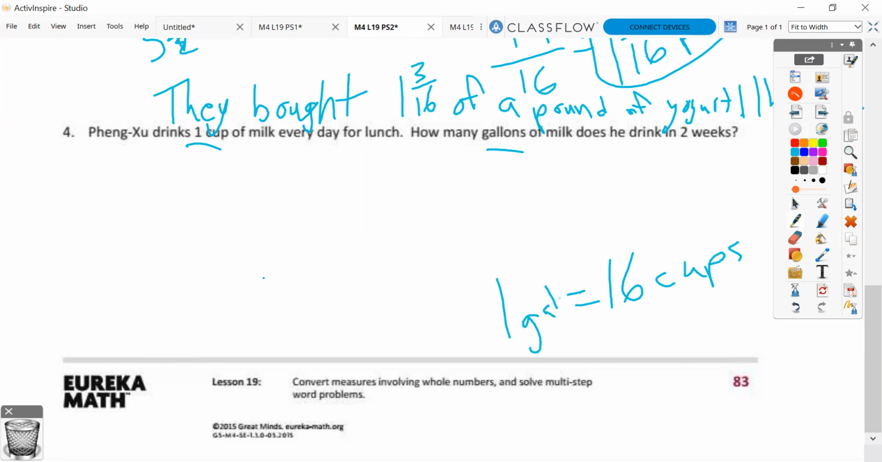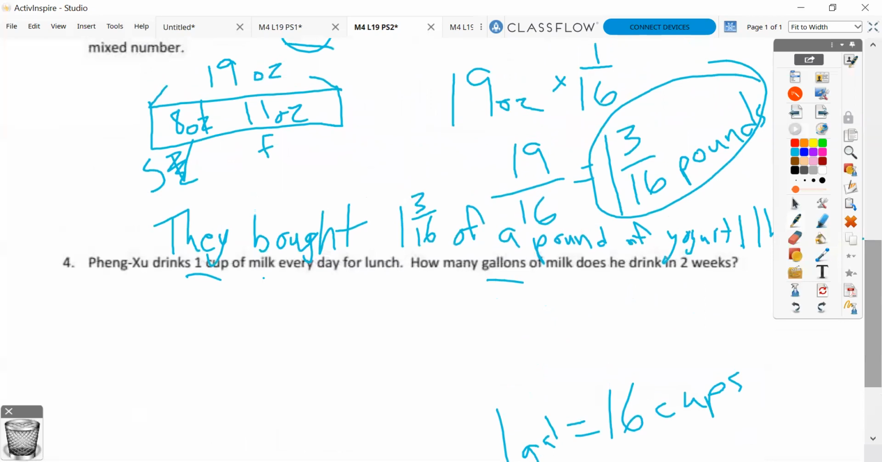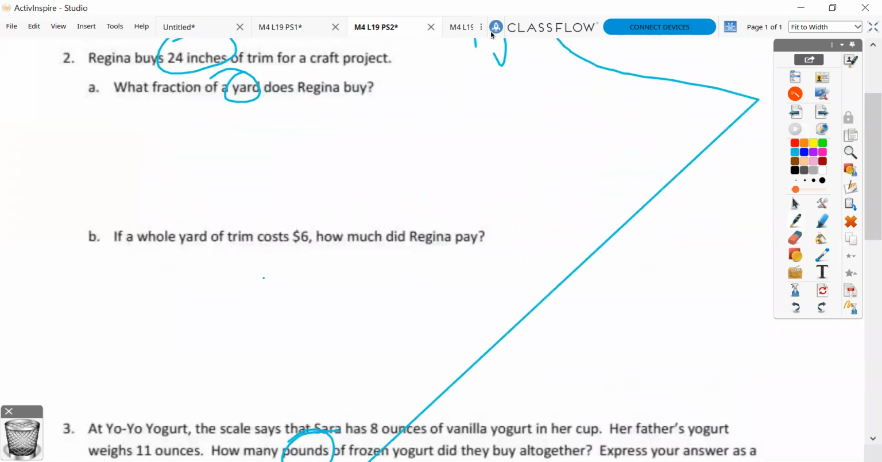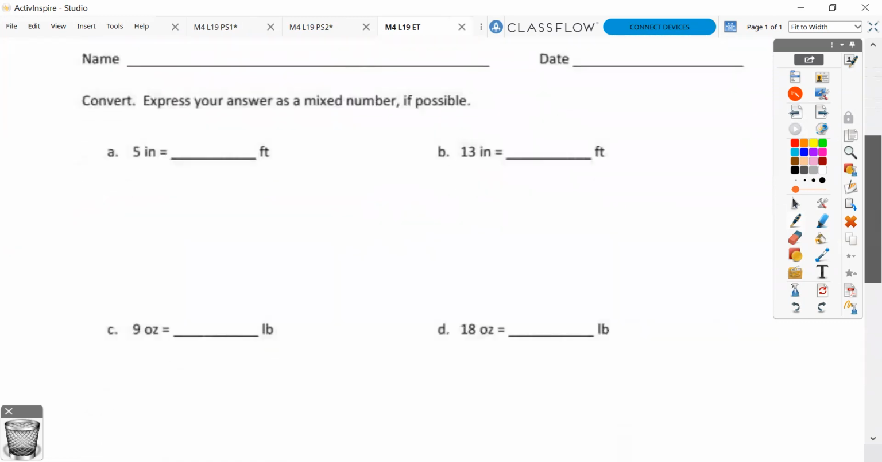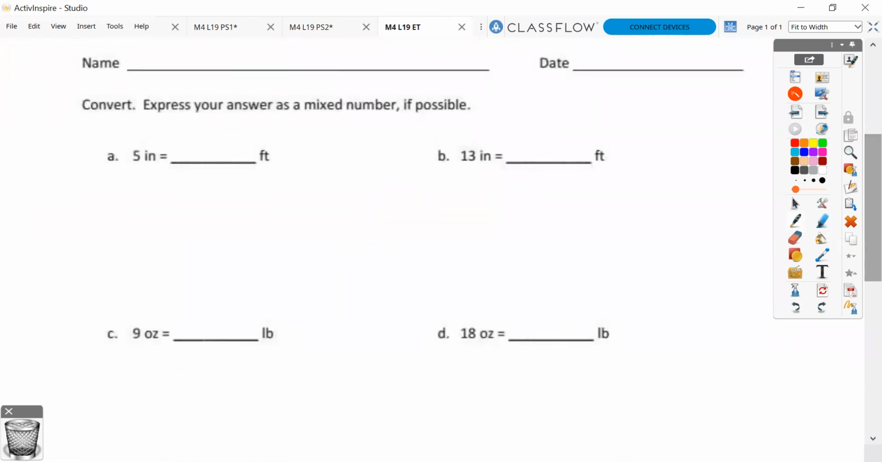So if you want to try those 2 extra word problems, go ahead. And you can even take a picture and submit it to your exit ticket. Here's your exit ticket. Let's take a look at this real quick, and I'll help you with the conversions. Inches to feet, so that's 12 inches is equal to 1 foot, right? And then down here, ounces to pounds, for every 1 pound, it's 16 ounces. Go ahead and try to do your best on your exit ticket, take a picture, and submit for me.